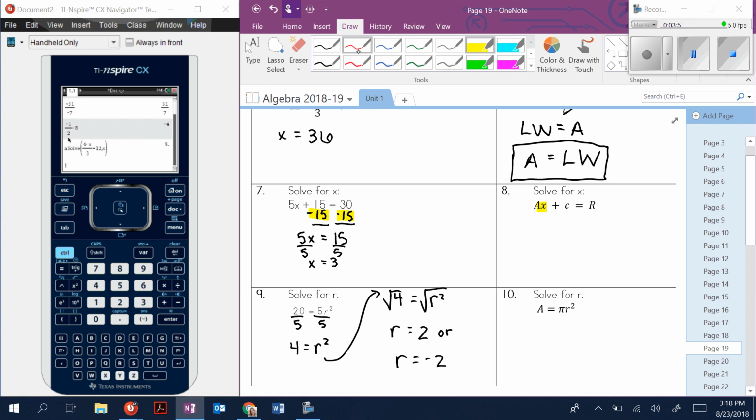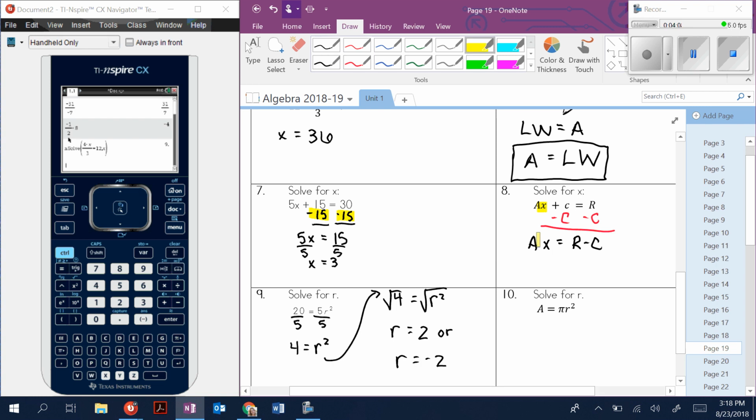We're going to do the same thing here. So we are adding c. So let's subtract c. Okay, what do we get? Ax equals r minus c.